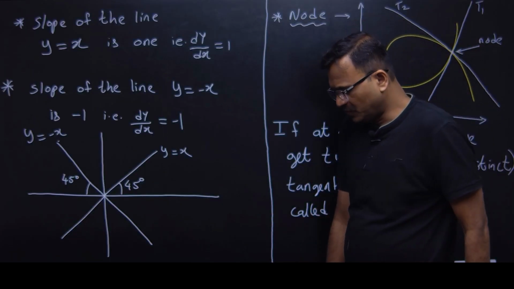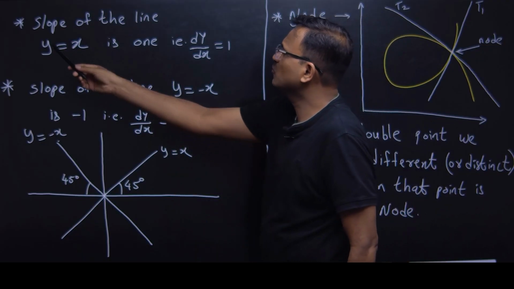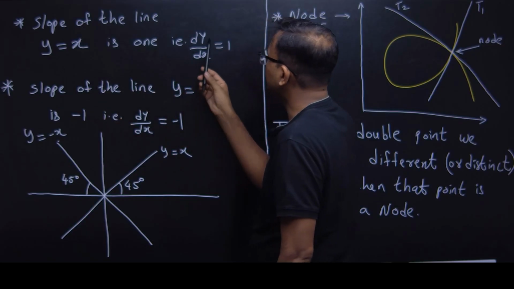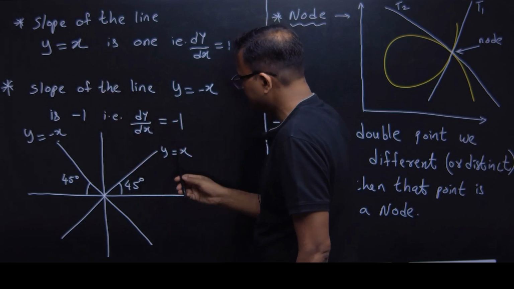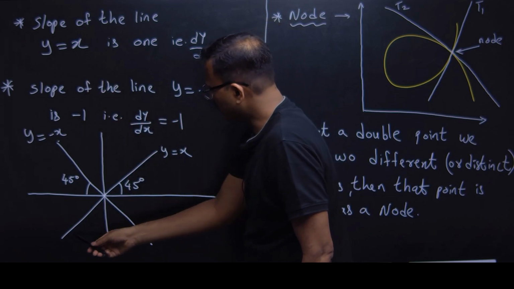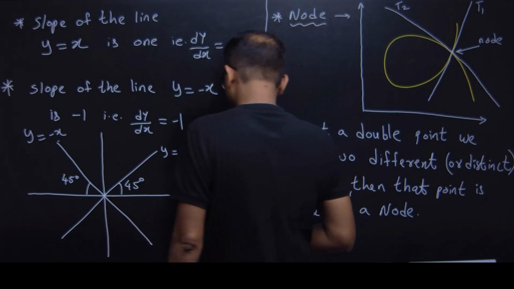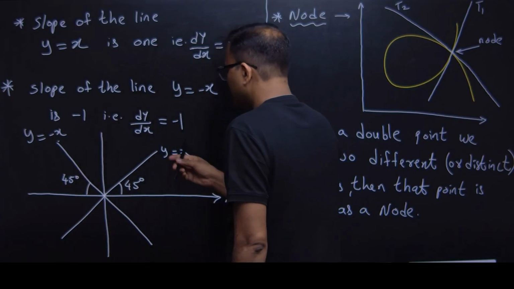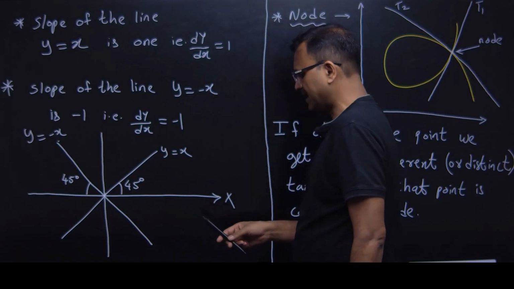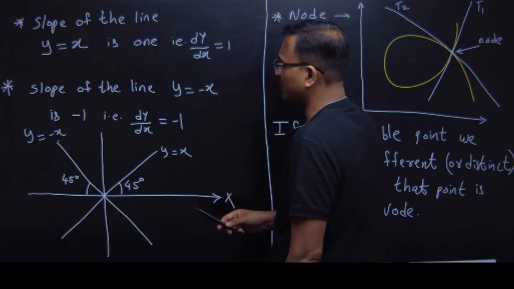Now we know that the slope of the line y is equal to x is 1. Remember, slope of the line y is equal to x is 1. That is dy by dx is 1. Now this line y is x is an important line. It is a line which passes through the origin and makes a 45-degree angle with the x-axis. It passes through the origin and its slope is 1. Dy by dx is 1.